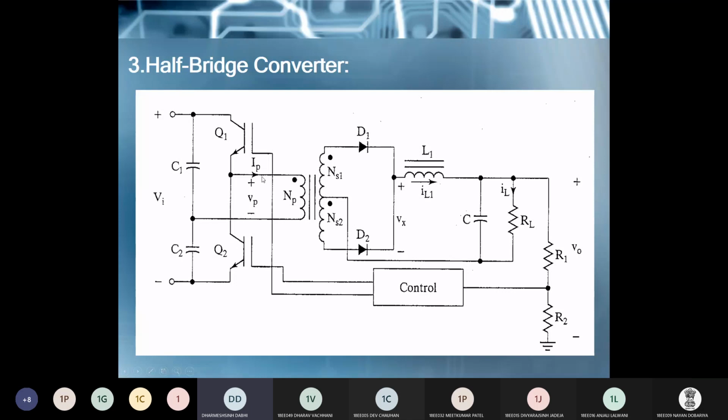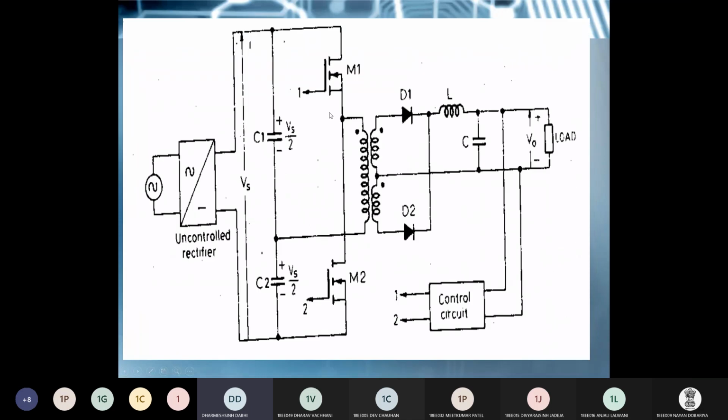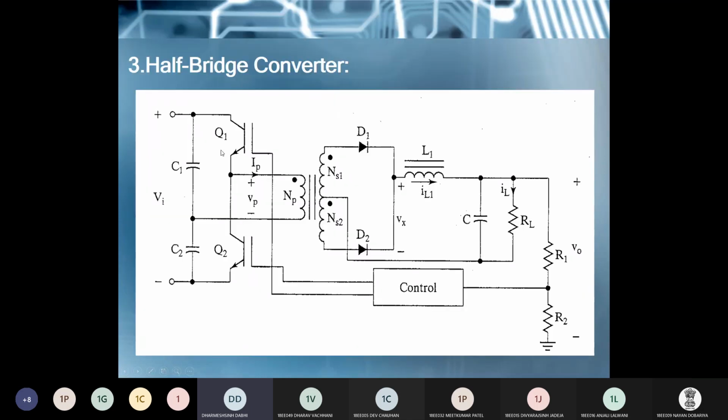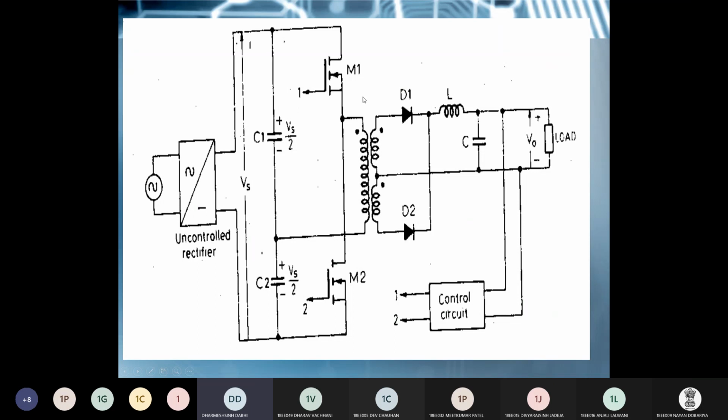In this circuit we use the power MOSFET. Sorry, in this circuit we use the power BJT. In this circuit we use the power MOSFET. Okay, so let's understand the operation here.